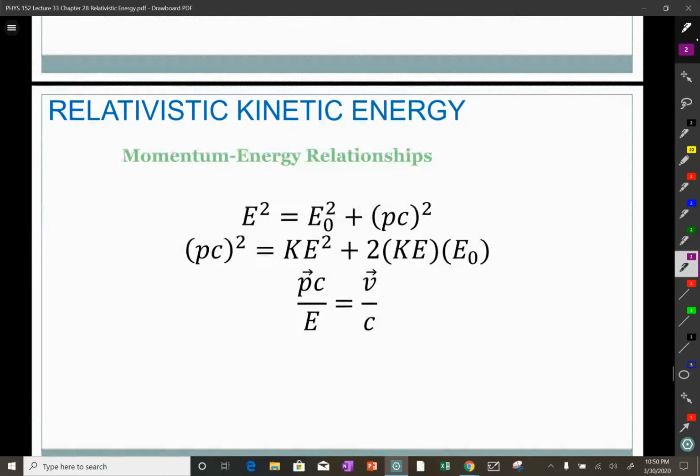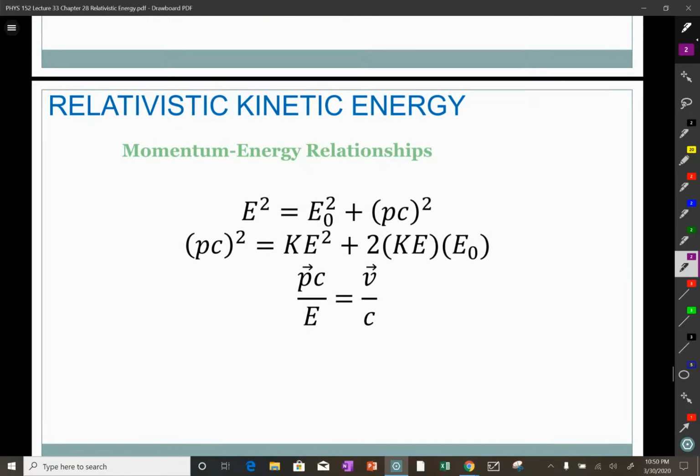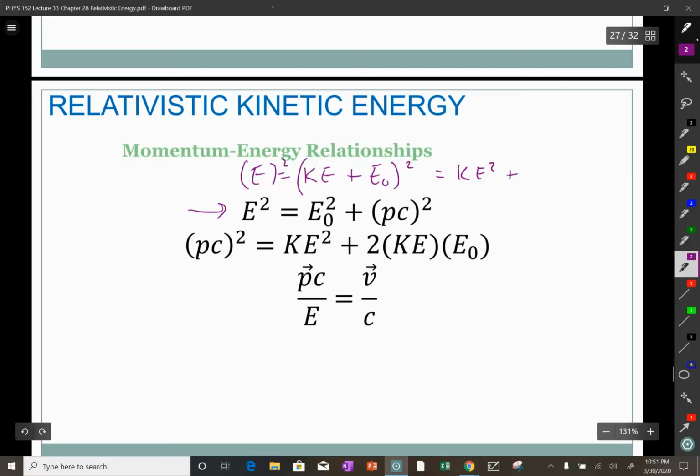Now here's some equations that may prove useful from time to time. This first equation, it takes some work to get there, but it's the total energy squared is equal to the rest energy squared plus (momentum times speed of light) quantity squared. Now, since energy is equal to kinetic energy plus rest energy, if I square that, I'm going to have kinetic energy squared plus rest energy squared plus 2 kinetic energy times rest energy.